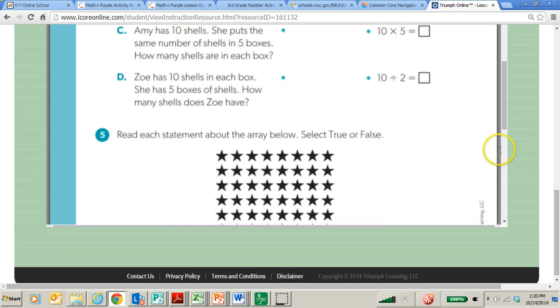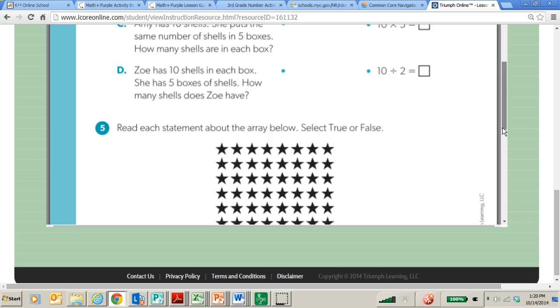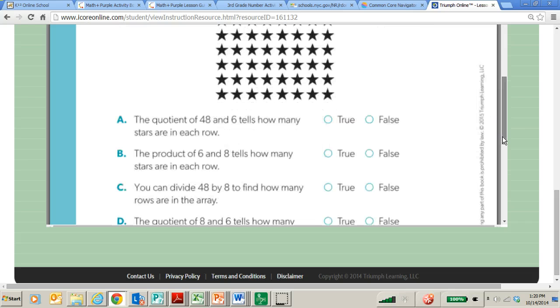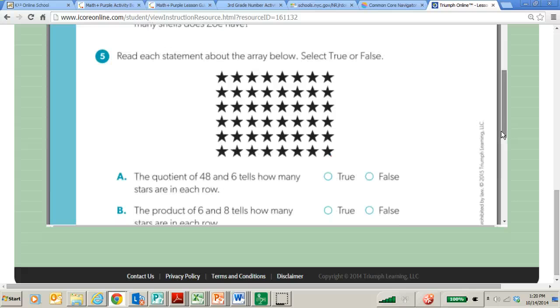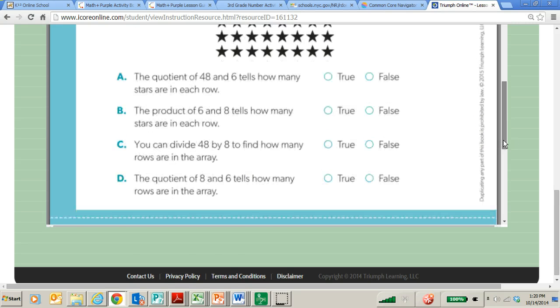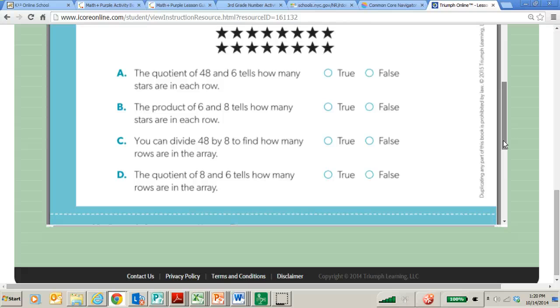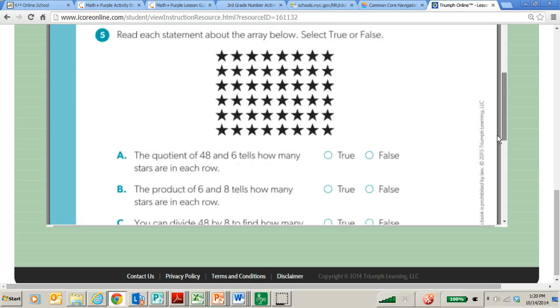And then it gets into true/false, which is another type of representation that our students, if they don't see it this year, they may see it in the future. And all of these questions go with that one model. It says the quotient of 48 and 6 tells how many stars are in each row. Is that true or false?